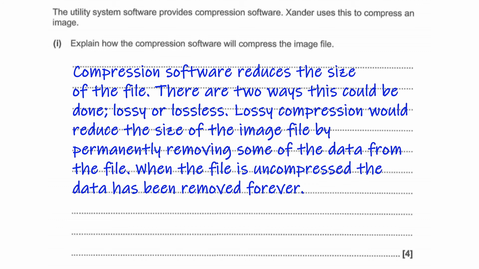Okay, now he's wanting to compress an image, so in your answer you must talk about the fact he is trying to compress the image. So we need to start off by saying either the definition for lossy or lossless, whichever one you are going with, it genuinely doesn't matter. I've chosen to go with lossy. So lossy compression would reduce the size of the image file by permanently removing some of the data from the file. When the file is uncompressed, the data has been removed forever. Okay, so this question, largely speaking, was all about knowing those red definitions and then being able to apply them to the scenario that you have been given.